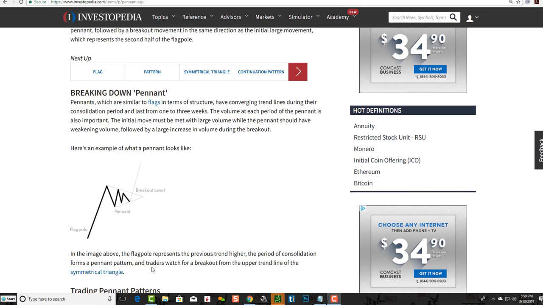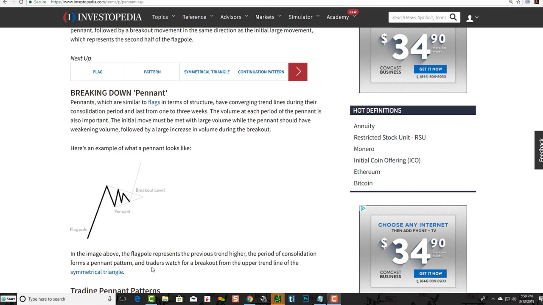A pennant is still telling you the same story as a flag, right? Of a potential breakout in a stock followed by consolidation followed by another potential breakout. It's telling you the same story. So we just really like to stress this over and over. Don't get bogged down in the terminologies of pennant or triangle or flag or wedge. Look at what the pattern is trying to tell you.